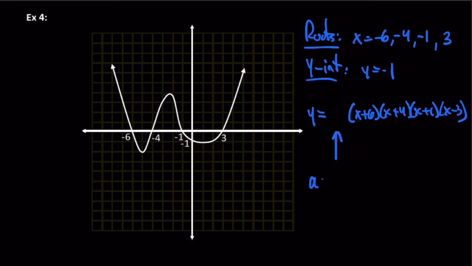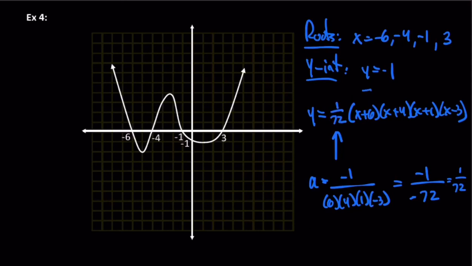Here's your value of A. The y-intercept over the product of factors. 6 times 4 times 1 times -3. This one I would expect you to be able to do on an exam. There's a couple ways you can do it. You can take 4 times -3, that's 12. 12 times 6 is 72, so that's going to be -72. That's probably the easiest way, or you can take 6 times 4 is 24 times 3. That also gives you -72. We're just going to cancel those negatives, so it's 1 over 72. Here's the equation.